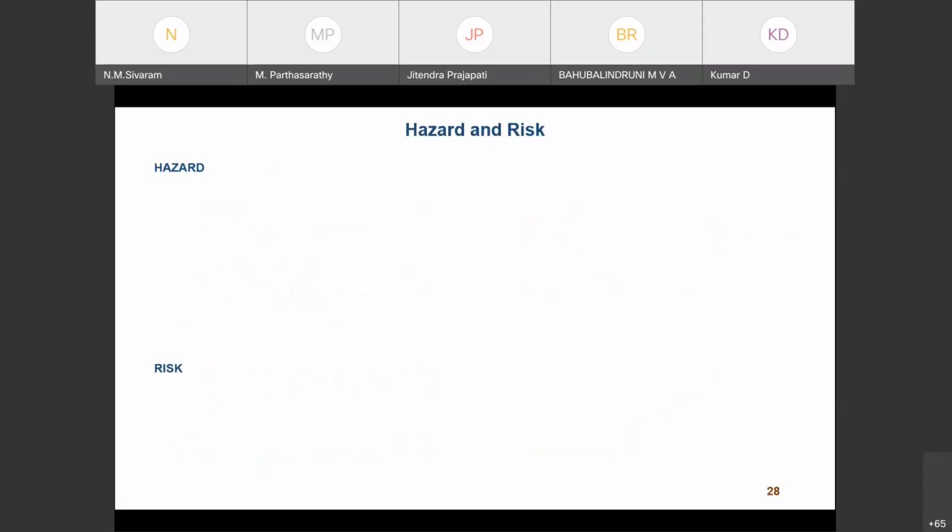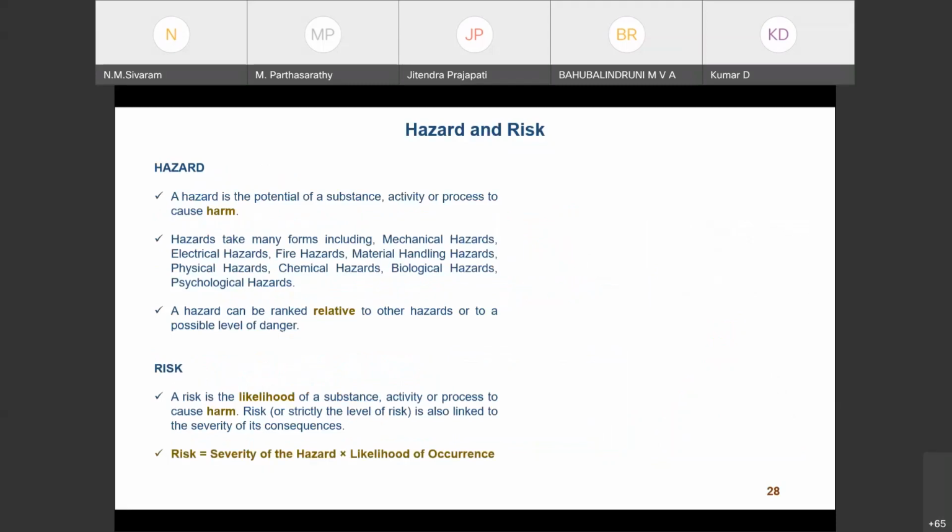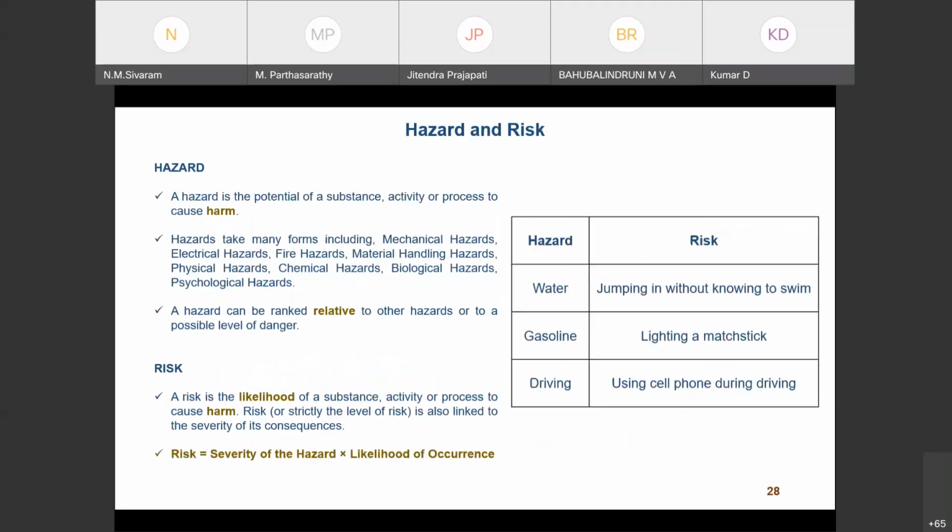So in that case, I will say what the different hazards are. Before going to the hazards, I would like to reaffirm the definition of hazard and risk. A hazard is the potential of a substance, an activity, or a process to cause harm. Harm in the sense of damage to a life, damage to a property, or damage to the environment also.